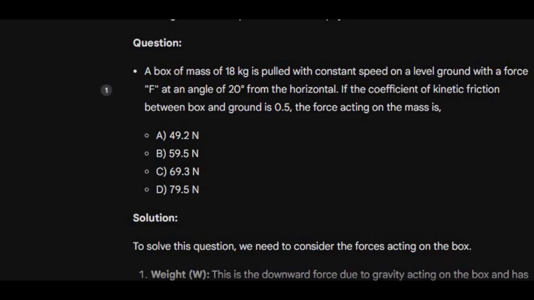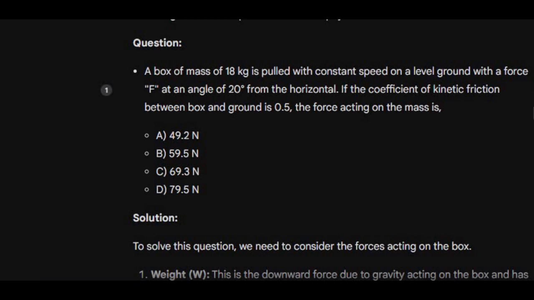A box of mass 18 kilograms is pulled with constant speed on a level ground with a force, F, at an angle of 20 degrees from the horizontal. If the coefficient of kinetic friction between box and ground is 0.5, the force acting on the mass is A. 49.2 N. B. 59.5 N. C. 69.3 N. D. 79.5 N.